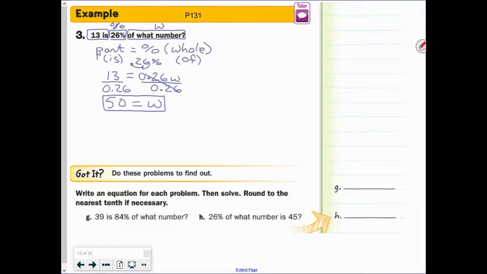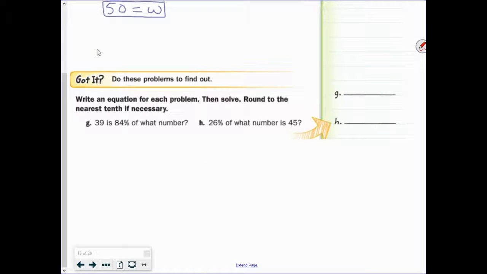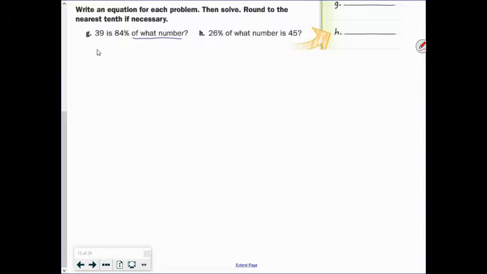So in example letter problems G and H, it is going to be the whole that is missing in our problems. I would also like to point out that in letter H, the is not at the beginning of the statement, it's at the end of the statement, and there is only one number that comes after it. So in this statement, the is, or the part, is 45. 26 is the percent, and we are missing of what number.